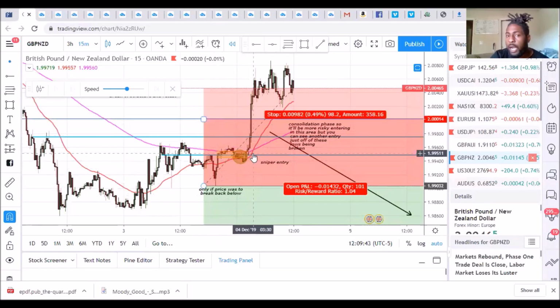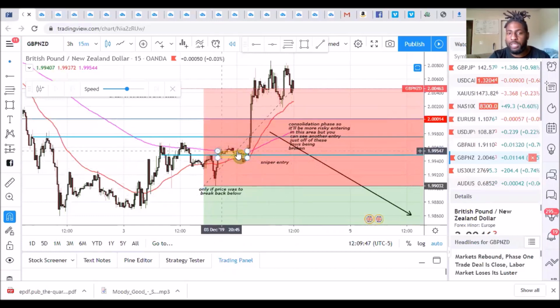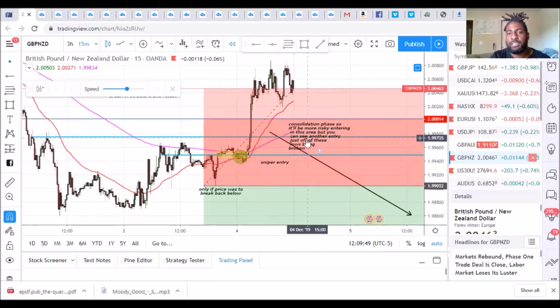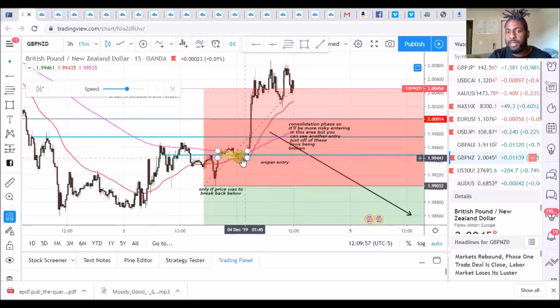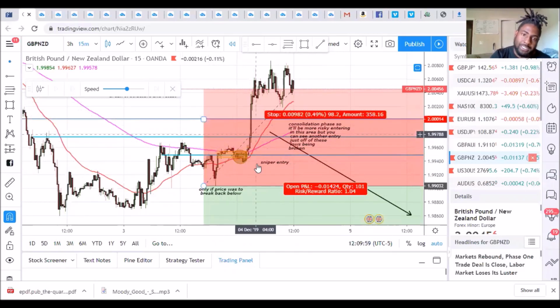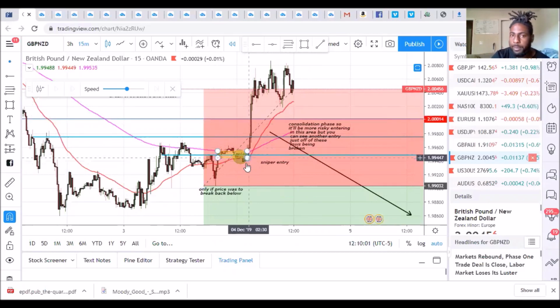But the reason why we shouldn't have hopped in right now was because there was no confirmation, okay? Within this range here, there was a consolidation phase, so it'll be a little bit more risky entering in this area. But you can see another entry just off those lows being broken within this area here, okay? And then price moving to the upside, crossing our EMAs and continuing to the upside, okay?